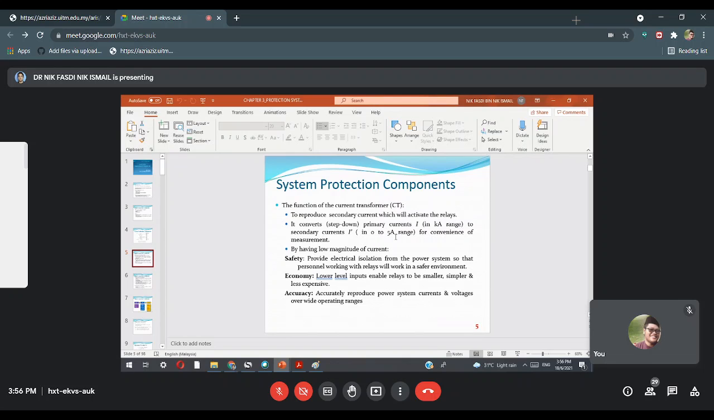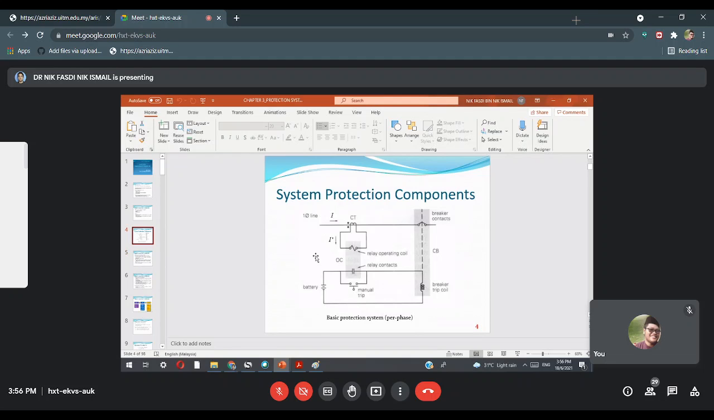So daripada kilo amp kepada 5 ampere. So you nampak dia step down for convenience of measurement. Okay, so biasanya secondary current ni sangat small lah compared to the fault current. Let's say ini kilo amp, ini only 5 ampere. Dia step down untuk operation of overcurrent relay.